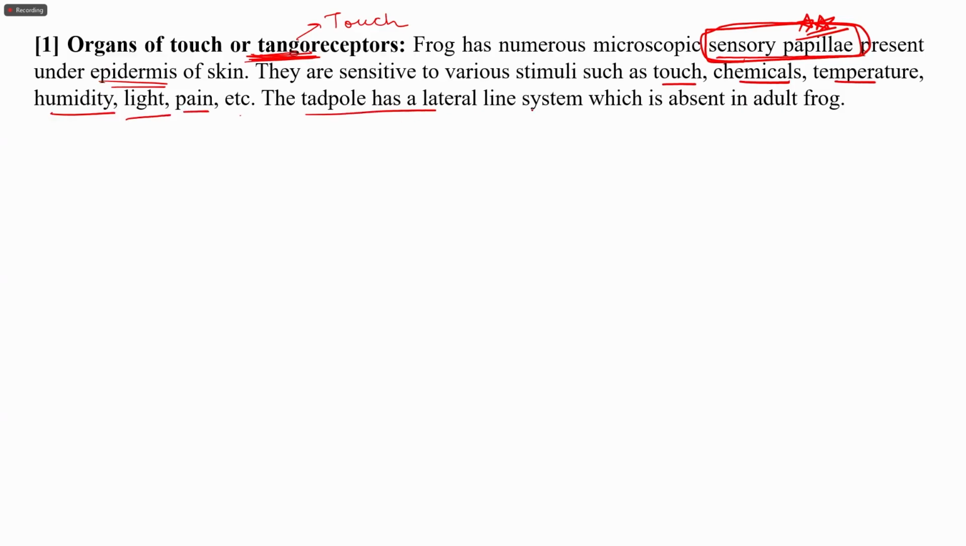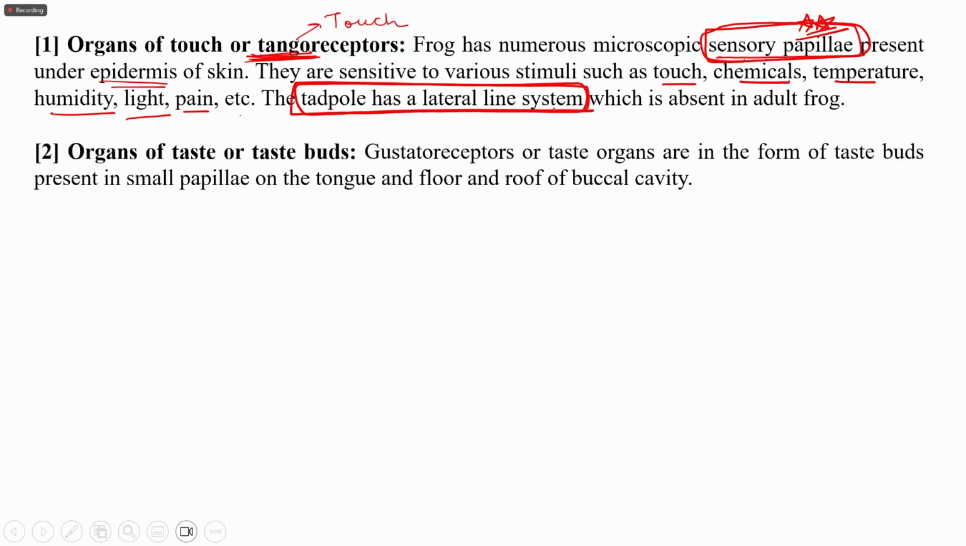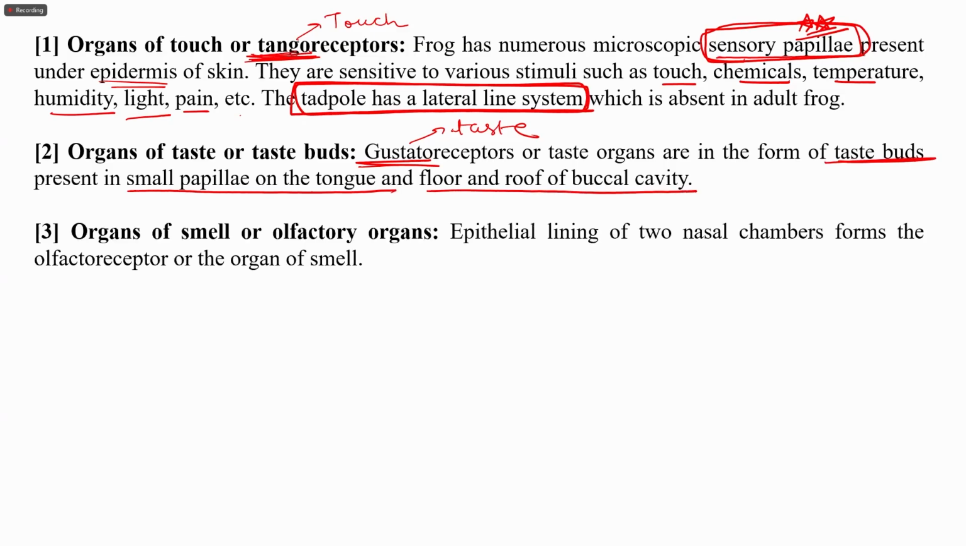The tadpole has a lateral line system which is absent in adult frog and this lateral line system acts as a sense organ or the sensory receptor for the tadpole. The second is organ of taste or taste buds. So these are also known as gustato receptors. Gustato is related to taste. Tango is related to touch. Taste organs are in the form of taste buds which are present in the small papillae on the tongue. So these small papillae on the tongue and the roof of the buccal cavity help in the tasting.